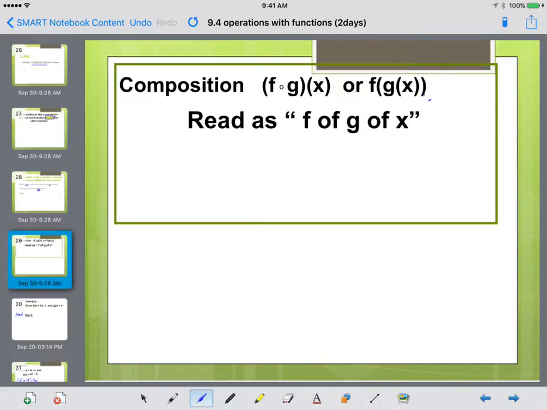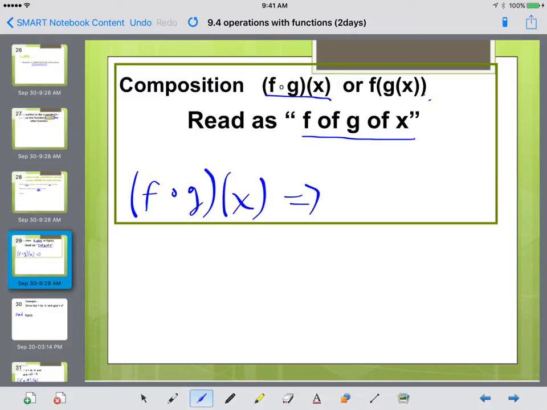So a composition, you might see this f o g of x, where it's f, little circle, g, and then an x in parentheses, or you might see it as this f with parentheses g of x. Either way, it is read as f of g of x. Okay, so if you ever see it written like this, and you don't like that, replace it with f comes first, then parentheses, g of x.